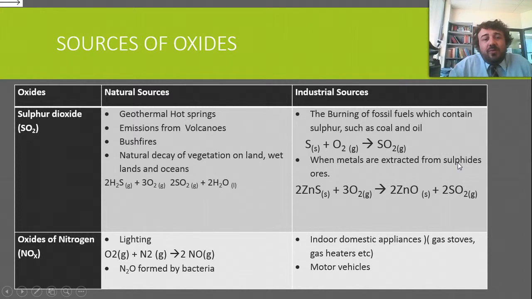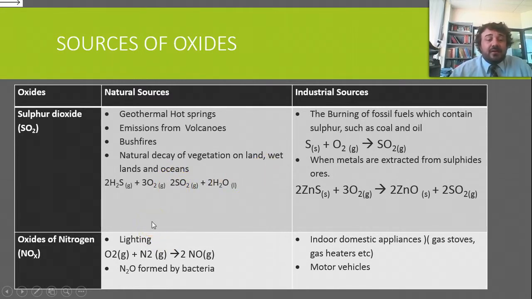Alright, so where do these come from? Essentially, there are natural sources for both. Now we'll look at the natural sources first. So you've got your geothermal hot springs, you've got your emissions from volcanoes, bushfires, and natural decay of vegetation. Basically, anything that is breaking down biologically will release sulfur. And here's a quick reaction that shows us: dihydrogen sulfide plus oxygen goes to sulfur dioxide and water.